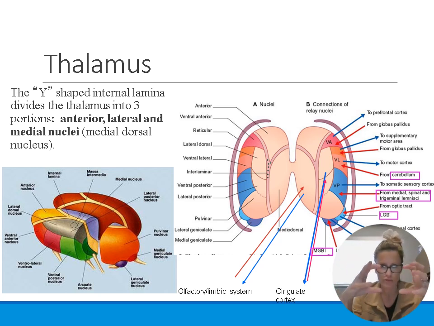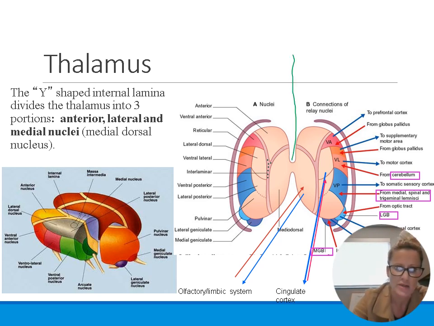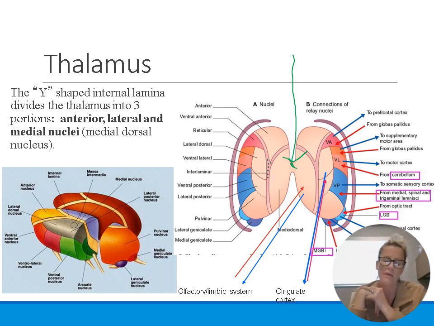So we have two thalami, right? The left thalamus and the right thalamus. They connect to each other at the interthalamic adhesion. If you look at this picture on the right, you can see that interthalamic adhesion right here. Sometimes it's also called the massa intermedia, like the mass in the middle.